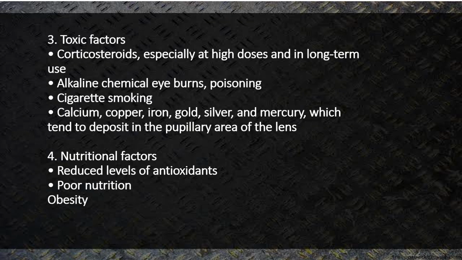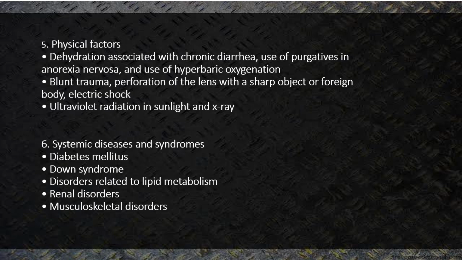Coming to the toxic factors: corticosteroids, especially at high doses and in long-term use, alkaline chemical eye burns or any kind of poisoning to the eyes, cigarette smoking, calcium, copper, iron, gold, silver and mercury, which tend to deposit in the pupillary area of the lens. They can lead to cataract. Then nutritional factors: reduced level of antioxidants, poor nutrition and obesity. Physical factors: dehydration associated with chronic diarrhea, use of purgatives or laxatives in anorexia nervosa, and use of hyperbaric oxygenation.